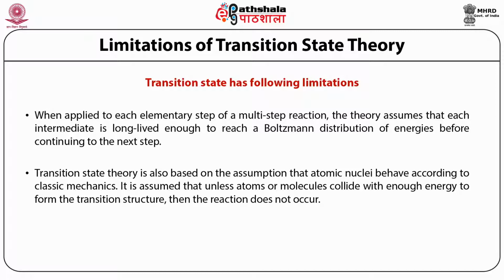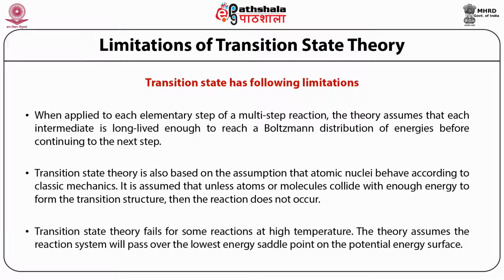The third limitation of this model is that transition state theory fails for some reactions at high temperature, because this theory assumes that the reaction system will pass over the lowest energy transition state or saddle point on the potential energy surface. While this description is consistent for reactions occurring at relatively low temperature, at high temperature the molecules populate higher energy vibrational modes, their motion becomes more complex, and collisions may lead to transition states far away from the lowest energy saddle points. This deviation from transition state theory is observed even in the single exchange reaction between diatomic hydrogen and hydrogen radical.